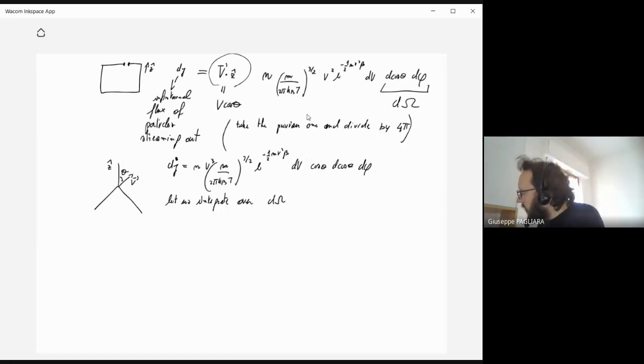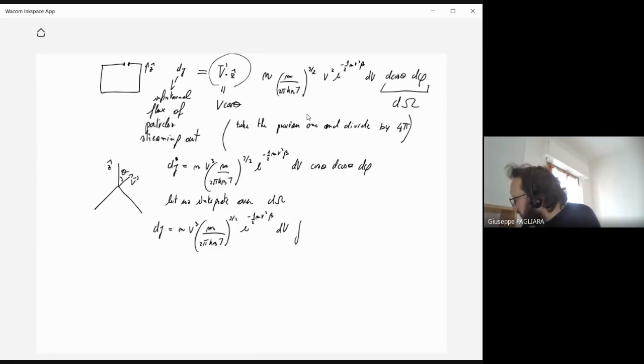So let us integrate over the solid angle, and we still have a dj, which is now integrated over the solid angle, which is n v cubed (m divided by 2 pi kbt) to the power of 3/2 exponential of minus m v squared beta, and I have a dv, and now I have to do this integral. So I have to integrate over d phi from 0 to 2 pi, as usual. Then I have to integrate d cos theta.